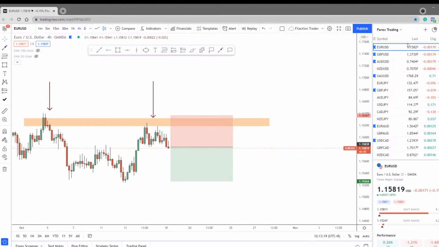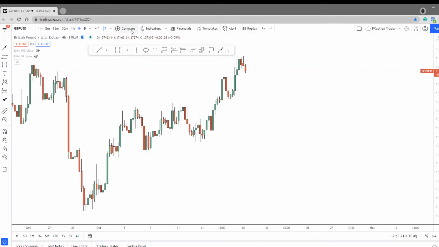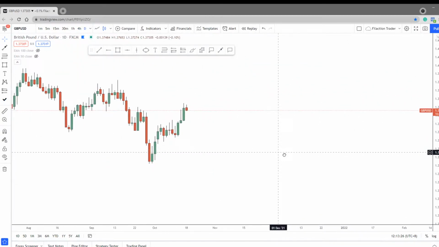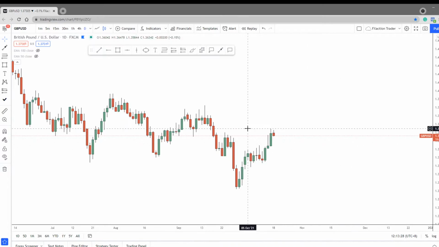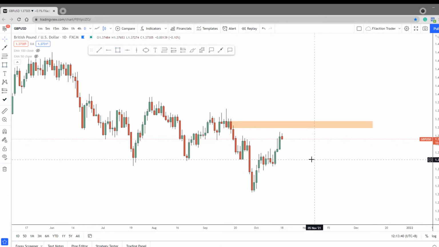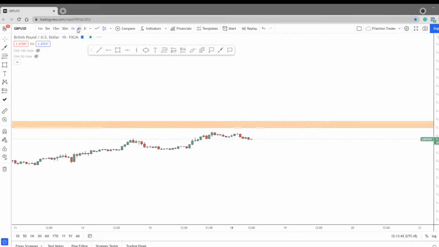So let us move to the pound dollar. On the daily chart, we can see that the market is now going to retest the previous daily resistance at 1.38. This is the 1.38 area. So let us move to H4.